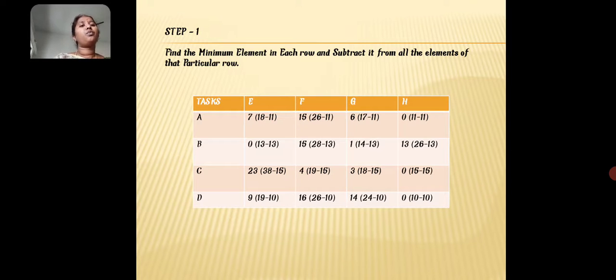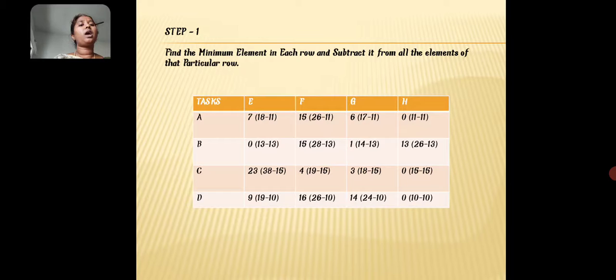Step 1. Find the minimum element in each row and subtract it from all the elements of that particular row. So, we have the minimum element from the first row, 11. So, 18 minus 11 is equal to 7. First row and second column, 26 minus 11 is equal to 15. And 17 minus 11 is equal to 6 and 11 minus 11 is equal to 0. Second row, the minimum element is 13. So 13 minus 13 is equal to 0. 28 minus 13 is equal to 15. 14 minus 13 is equal to 1. 26 minus 13 is equal to 13.